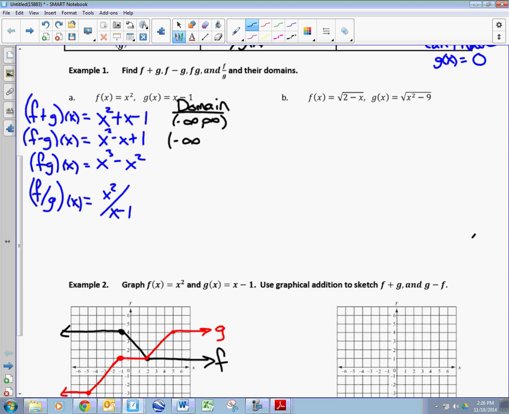And if it's that way for addition, it's that way for subtraction and for multiplication, and for division, except we have to be careful when we're dividing. We need to exclude a value. Where is g of x equal to 0? X can't be 1. So we exclude 1 from the domain by writing it like this.